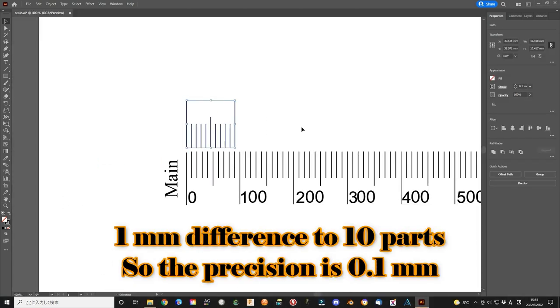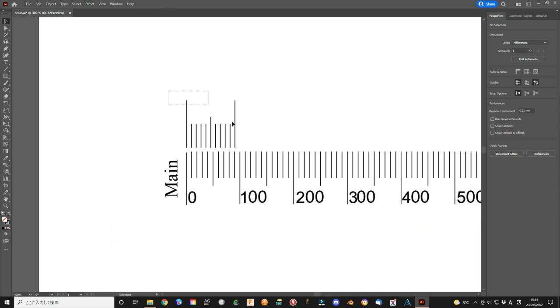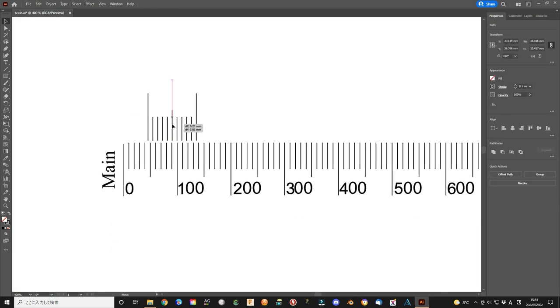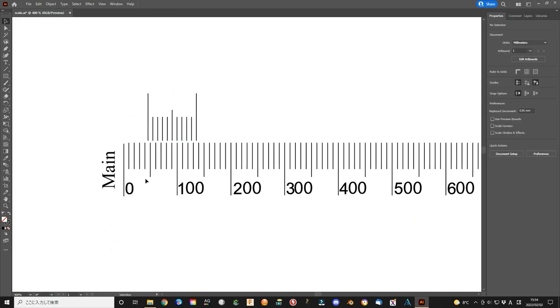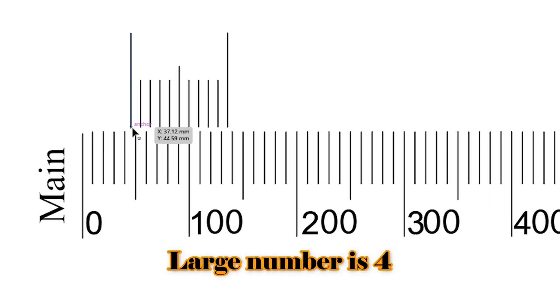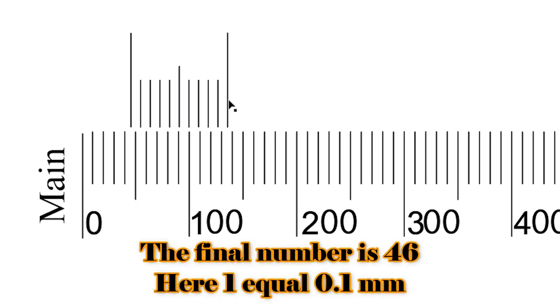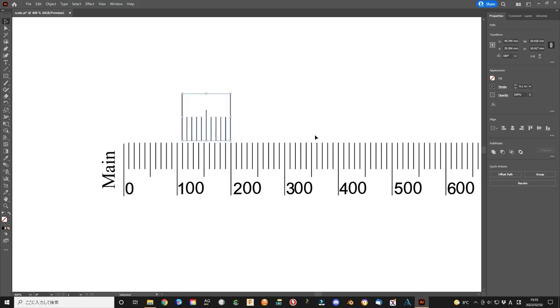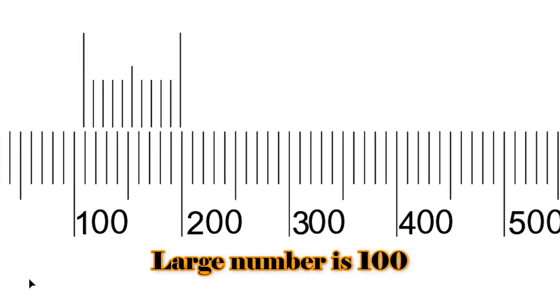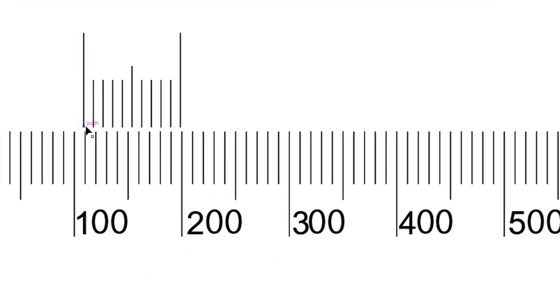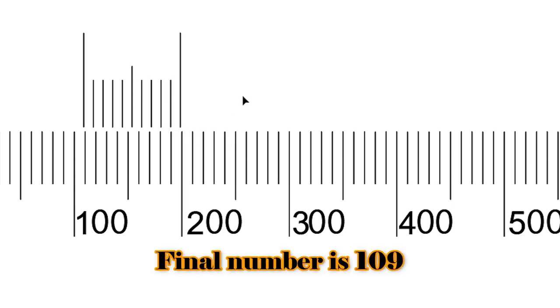First, move the reader to the start point of the main scale. When the reader moves to a definite position, the correct distance can be read like this. For example, the large number is 4. The small number is the number where the line most fits the main scale. It is 6. So the final number is 46. Now we see the second example. The large number is 100. The small number is 9. So the final number is 109.